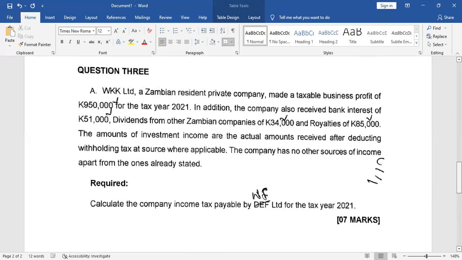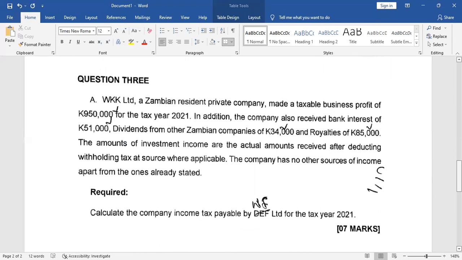Dividend from any other Zambian company, what did we say? This one we said that it's the final tax. Dividend is the final tax, meaning it will not need any further tax assessment. So we're not going to add it. Royalties also received of 85,000. We said royalties received are not final tax and they'll be subject to tax. So we are going to assess them for tax. So royalties 85.